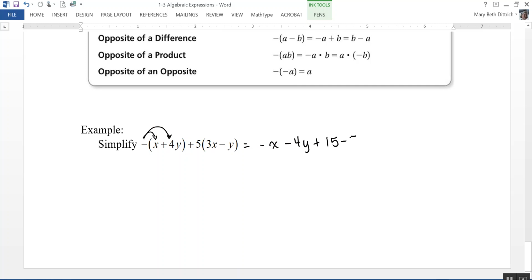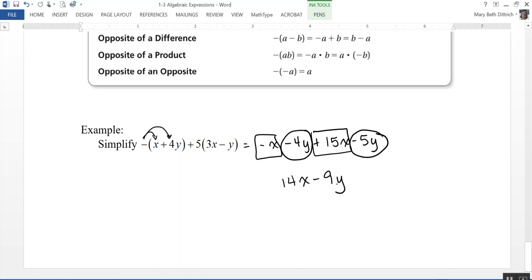15x minus 5y, and now I have some like terms. Here I have a -x, here I have a positive 15x, that's going to give me 14x, and then here I have a -4y, and here I have a -5y. Combining those gives me a -9y. So that's simplified. I've gotten rid of my parentheses and I've combined like terms.